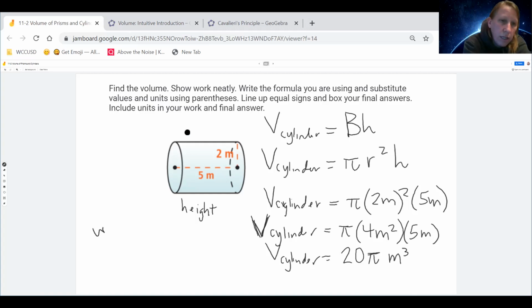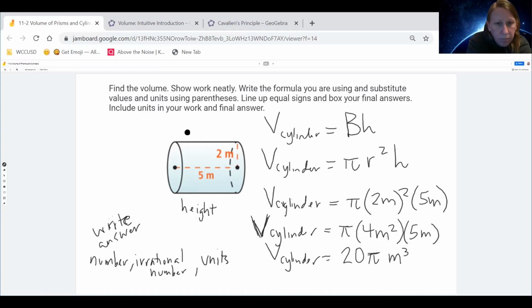So write your answer in this order. You're going to put the number, then irrational number, like pi or square roots. And then at the back, then you'll put your units. That's the order we list our answer. So it would be weird if you wrote pi 20 meters cubed. This is the order we want.